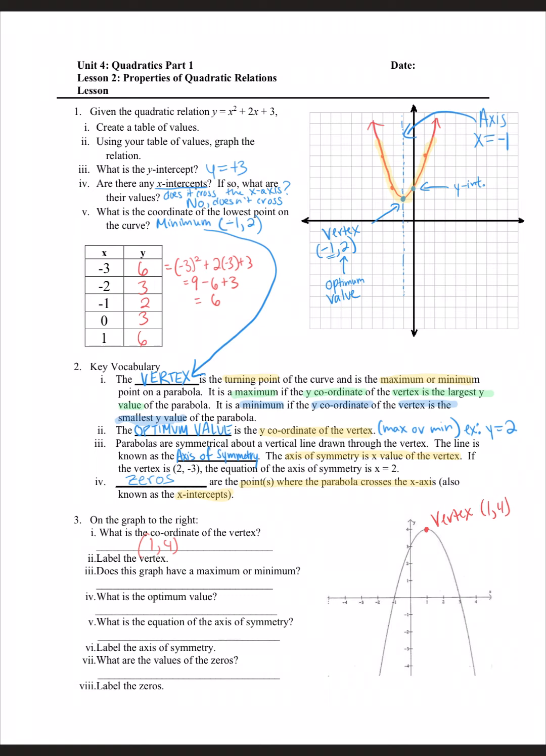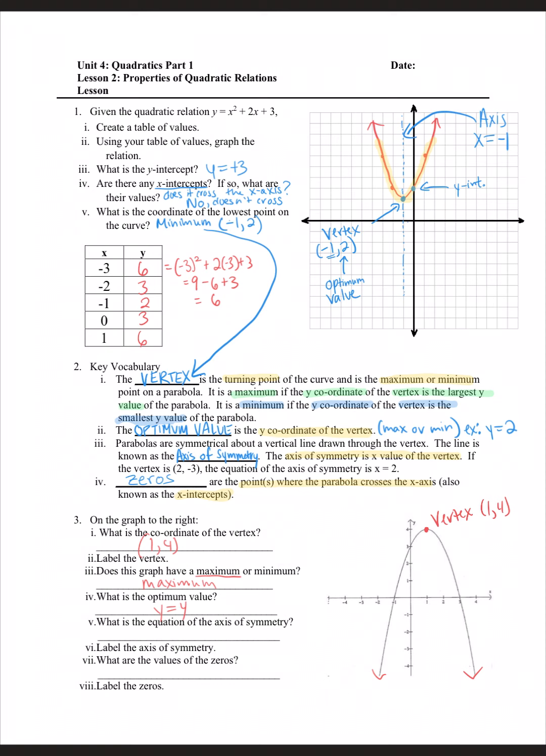Does this graph have a maximum or a minimum? Well, again, it goes on forever in this direction, so we would say that there's a maximum. There's a maximum point. And what is that optimum value? Remember, our optimum value is simply the y value of our vertex. We're going to write maximum here. Wrote it on the wrong line. And our optimum value is going to be at y equals 4.